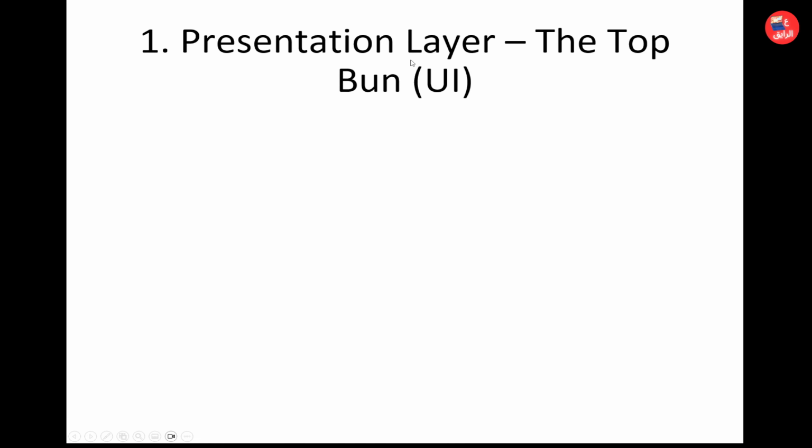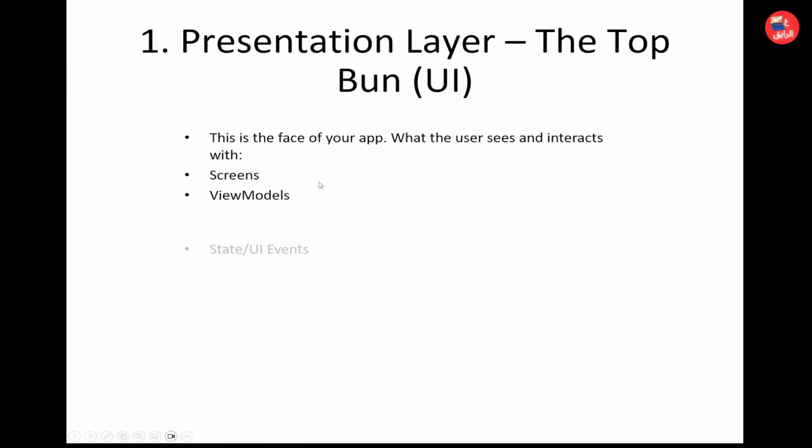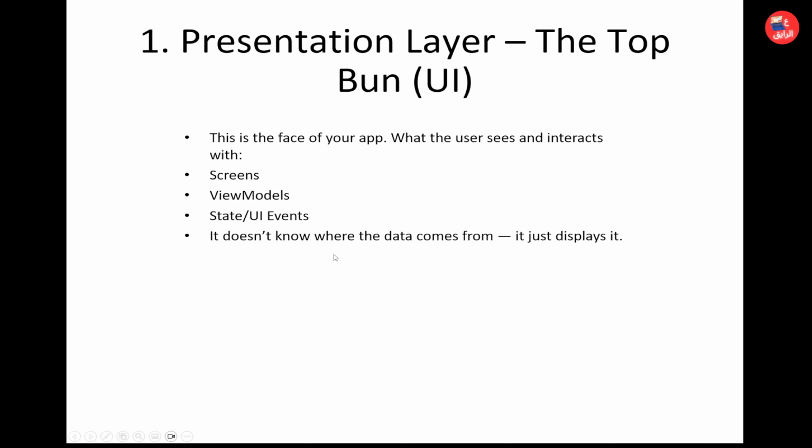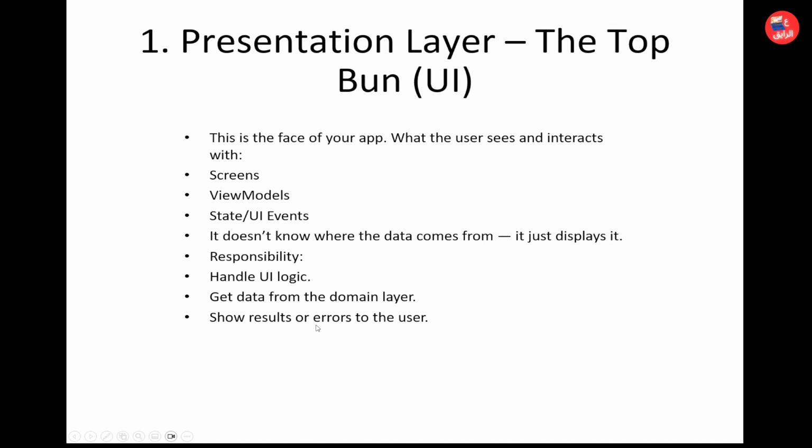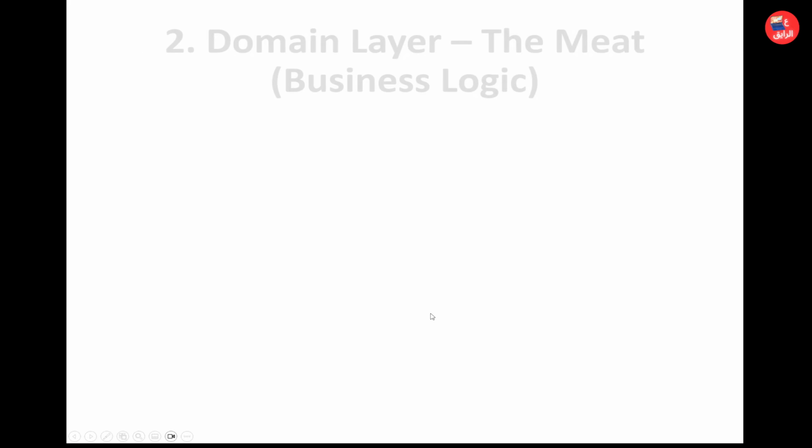First layer, the presentation layer, the top bun, user interface. This is the face of your app, what the user sees and interacts with. Screens, view models, state, UI events. It doesn't know where the data comes from. It just displays it. The responsibility of this layer: handle user interface logic, get data from the domain layer, show results or errors to the user.